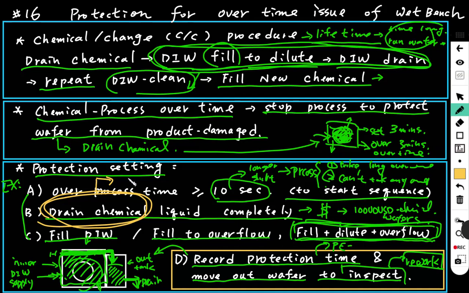So now you can see the wafer is our product, and the product is for our customers. So we have to take care of the product for the customer. This priority is higher than saving the chemical money.